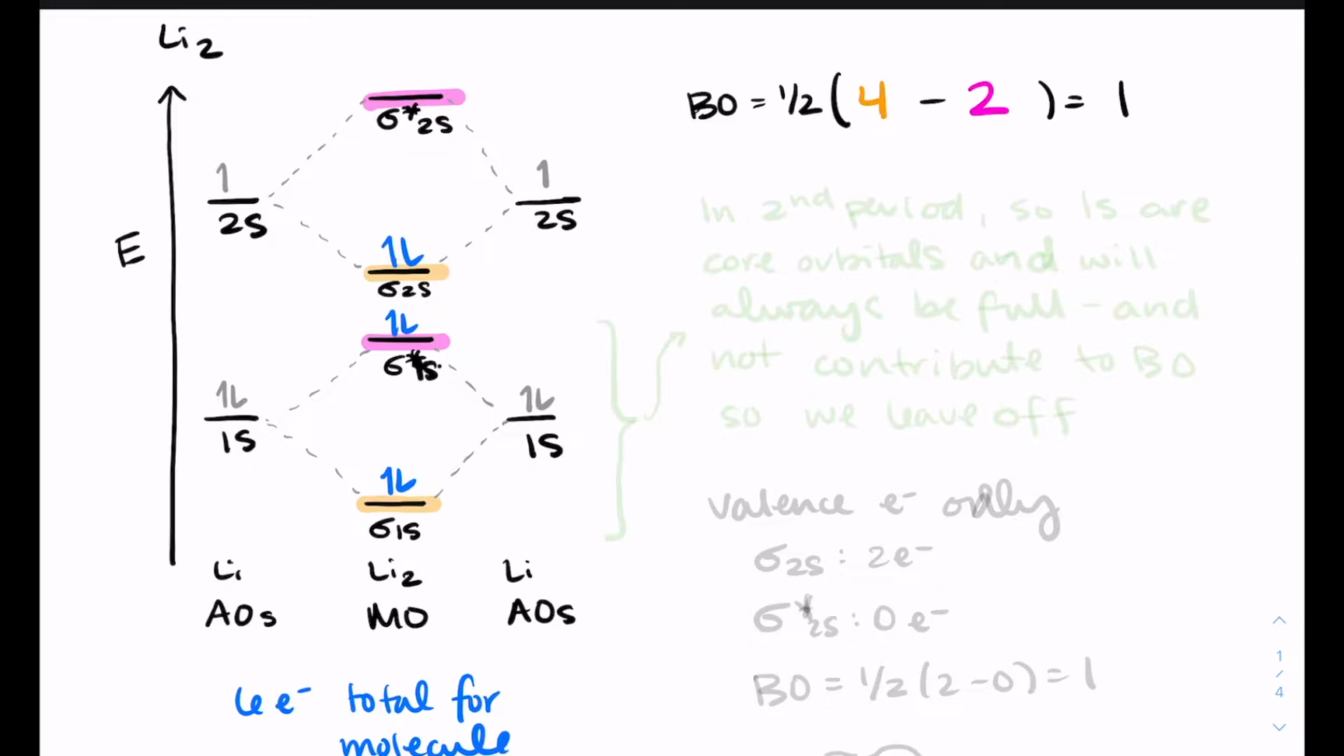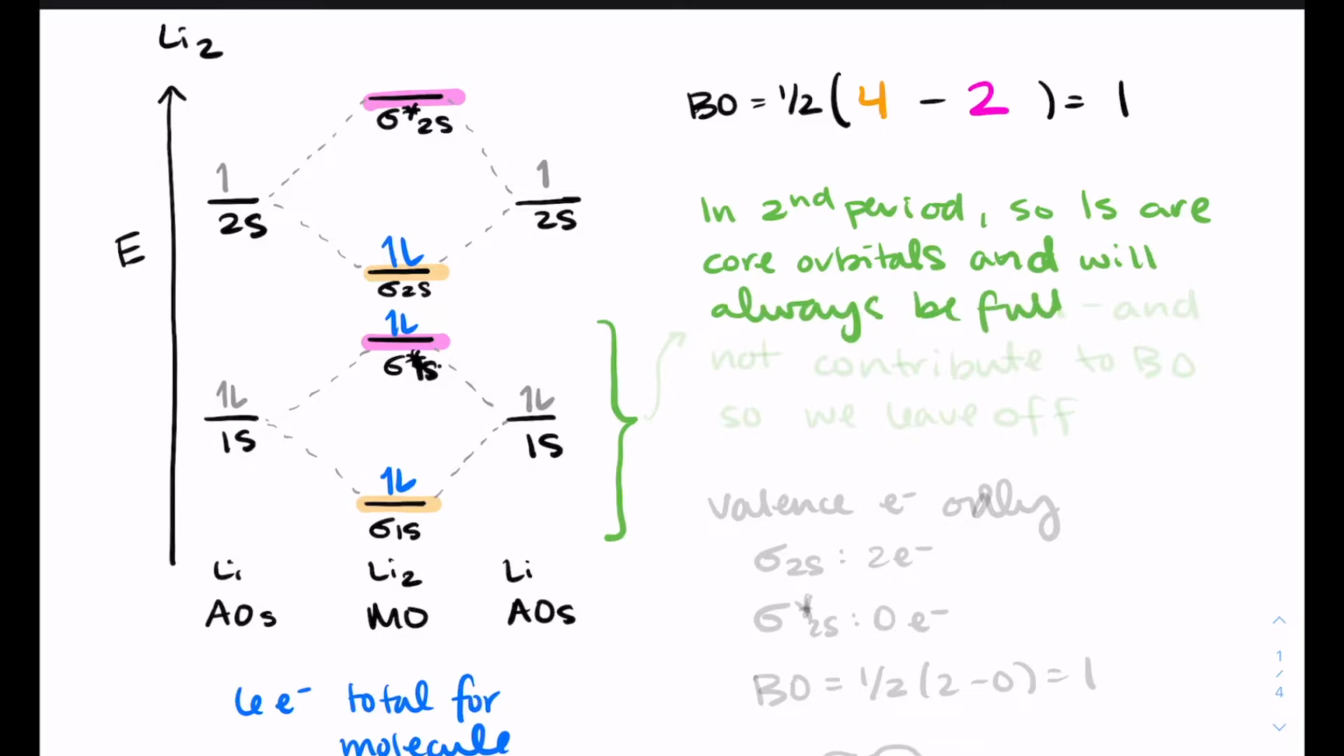The thing that is coming in the second period, which I have bracketed in green: we're in the second period, so the 1s are considered core electrons, core orbitals, by this point, and they will always be full. So in every calculation that we do, it'll cancel out for a bond order. So it is okay to leave off the 1s from your MO correlation diagram and from your bond order calculation.